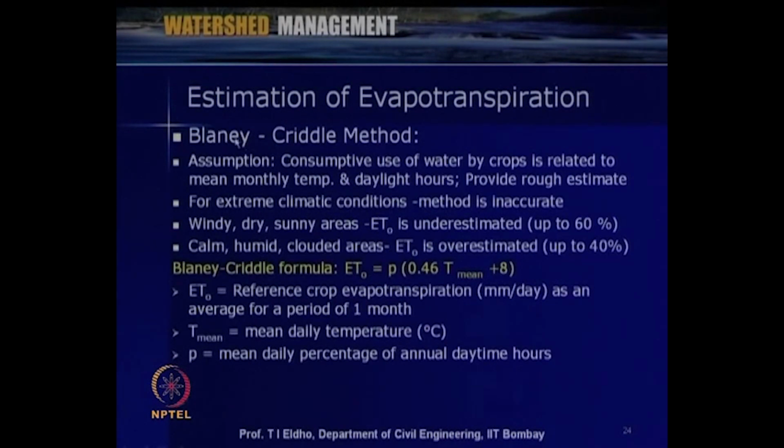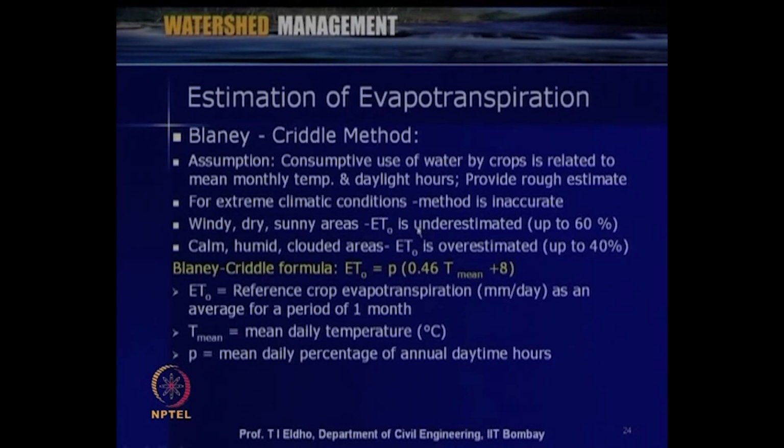For example, one of the commonly used methods is the so-called Blaney-Criddle method. Here the assumption is that the consumptive use of water by crops is related to mean monthly temperature and daylight hours. So this provides a rough estimate. For extreme climate conditions, the method is inaccurate, as this depends upon whether the area is windy, dry or sunny.